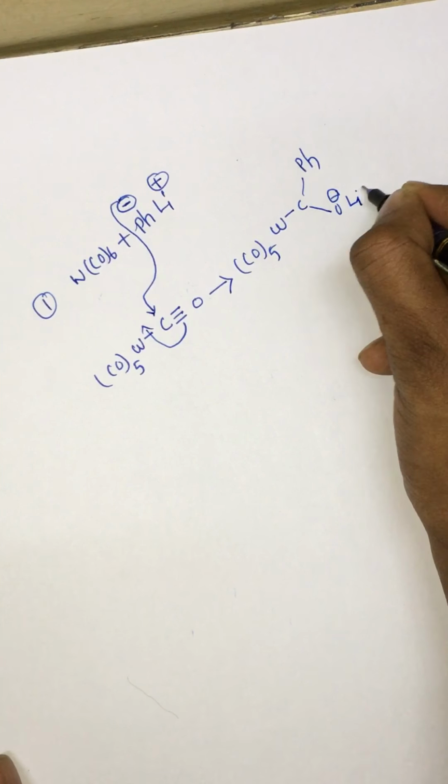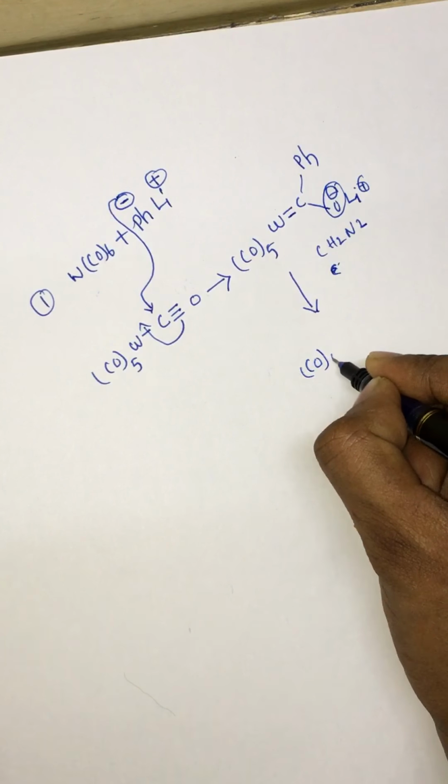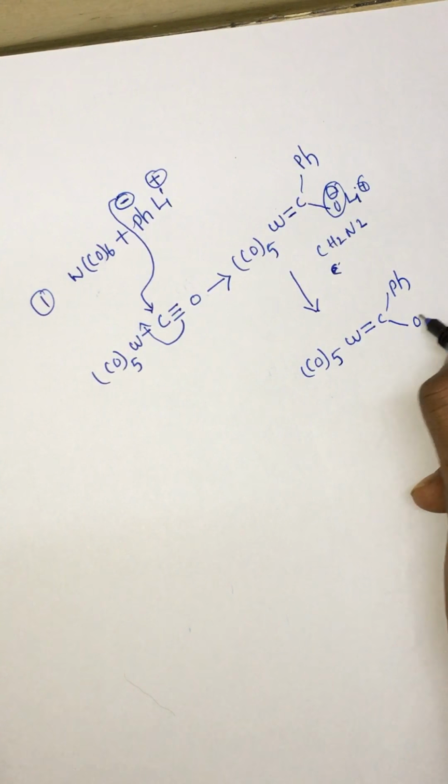Okay, now we have methylating agents. We can take CH2N2 as a methylating agent, or there are other methylating agents also. If we take those methylating agents, this O minus will get converted into OMe, giving Ph OMe. So this is the Fischer carbene. This is the way to synthesize Fischer carbene.